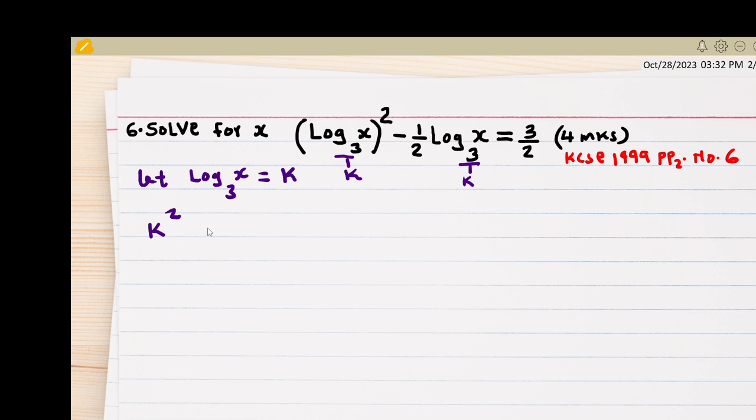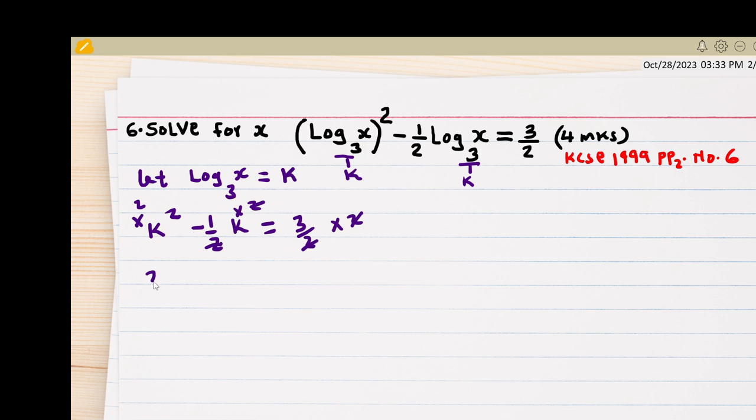So this will be k squared, then minus a half k, because log to base 3 of x is actually equal to k for this particular case. Then this will be equal to 3 over 2. So I want to eliminate the fraction, so I multiply through by the LCM, which is 2. I multiply this by 2, this term also by 2, this other term by 2, so that the 2 and 2 cancel out. I'm doing this so that I can eliminate the fractions.